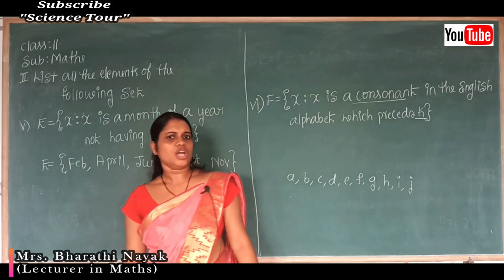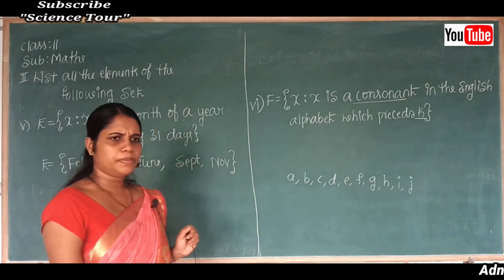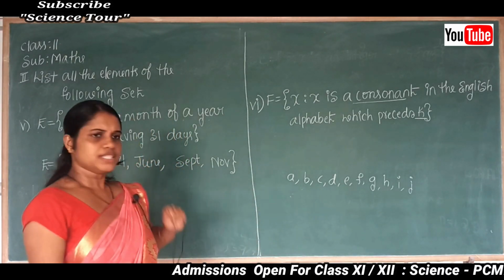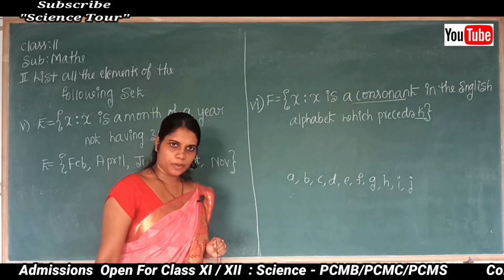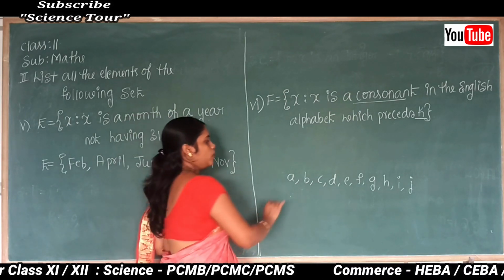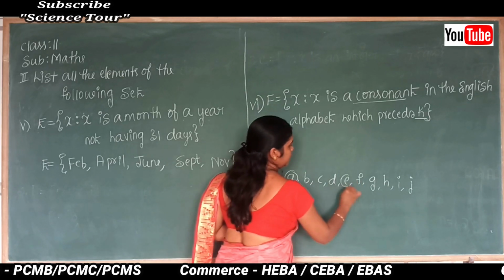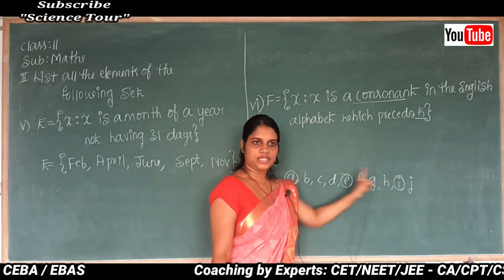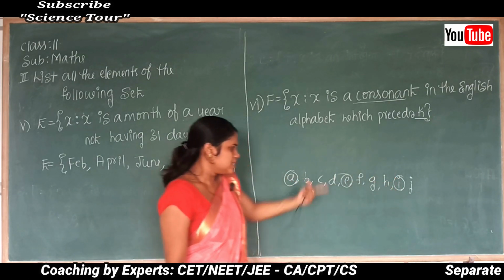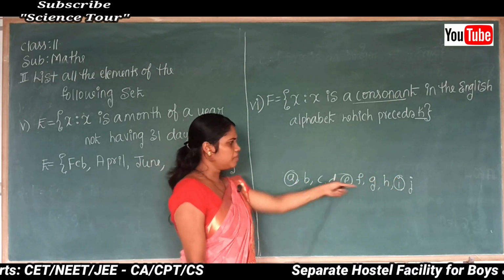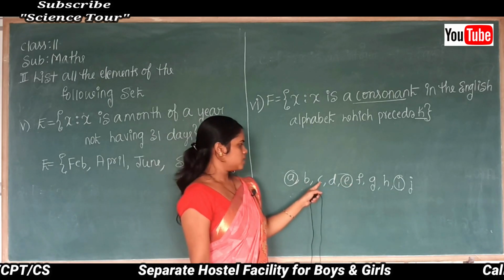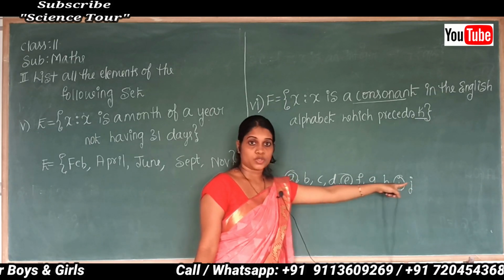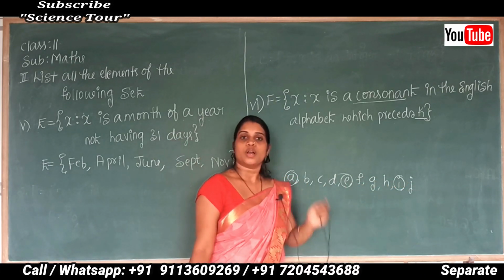Okay, yes. So now, among these alphabets, which alphabets are known as a consonant? First, I'll choose vowels. You already studied about vowels, right? Okay, so which are the vowels? A, E, I. Isn't it? A, E, I. These three are vowels, isn't it? So, except these three vowels, which are the remaining alphabets? B, C, D, F, G, H and J. So, these alphabets are known as consonant.